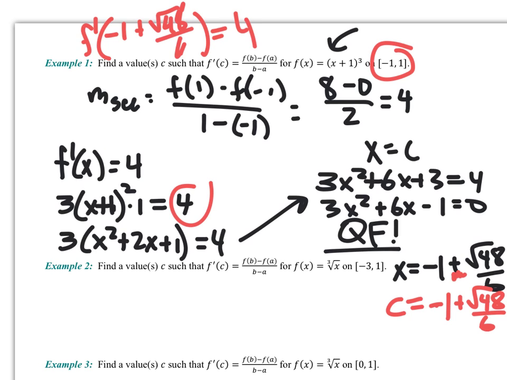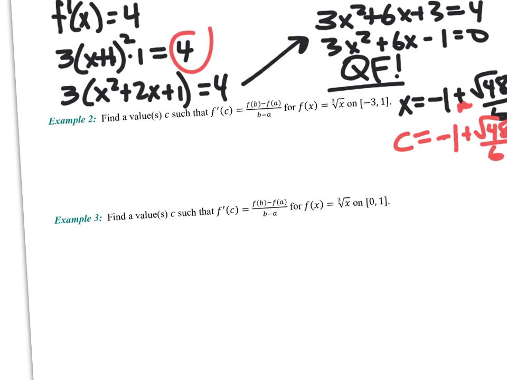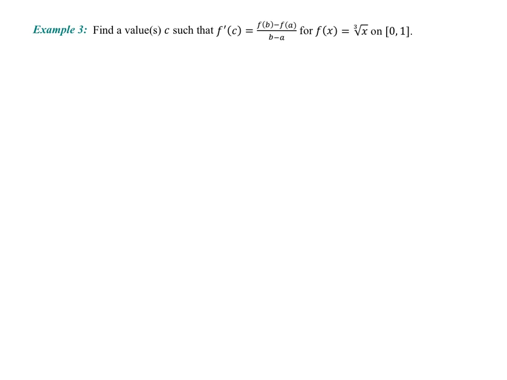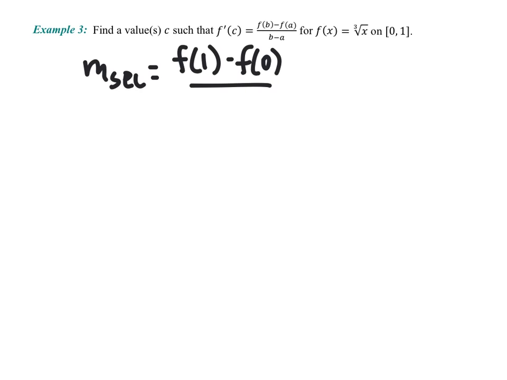All right, let's do another example. It looks like example 2 and example 3 are very similar, so I'm just going to do example 3. Find a value c such that f prime of c equals f of b minus f of a over b minus a. That's just asking where the slope of the secant line equals f prime of x. So f of 1 minus f of 0 over 1 minus 0. f of 1 is 1, f of 0 is 0. So it looks like the average rate of change on that interval is 1.